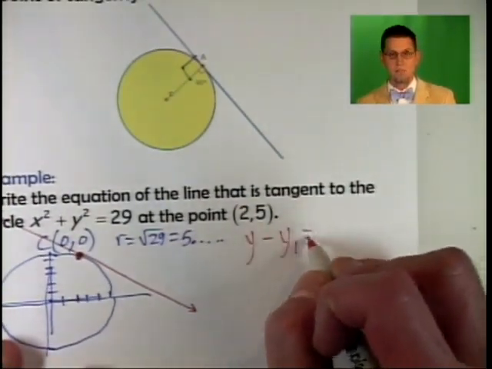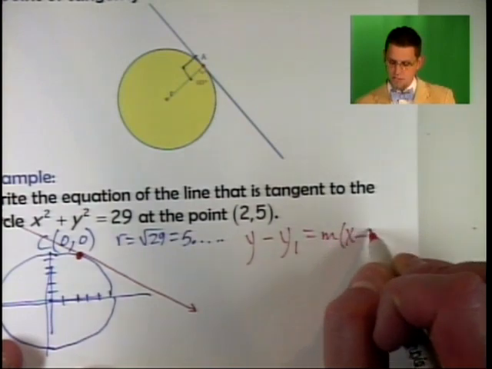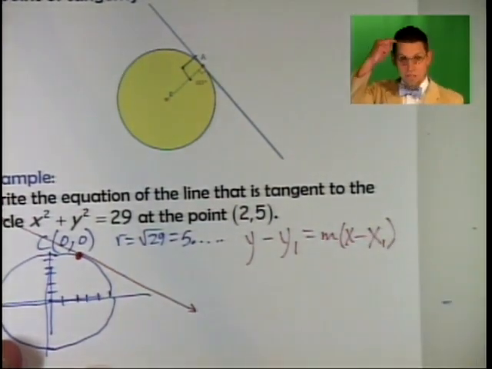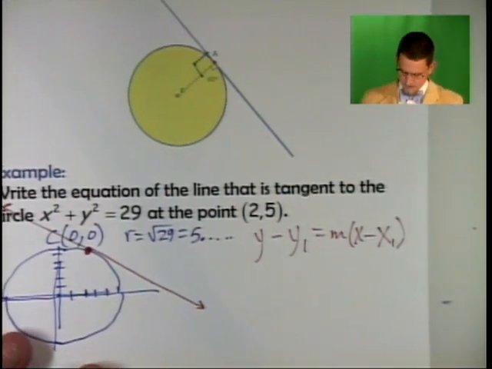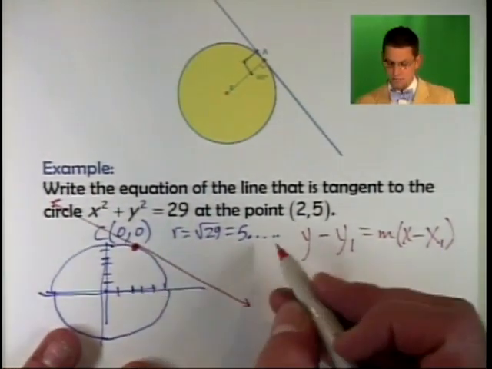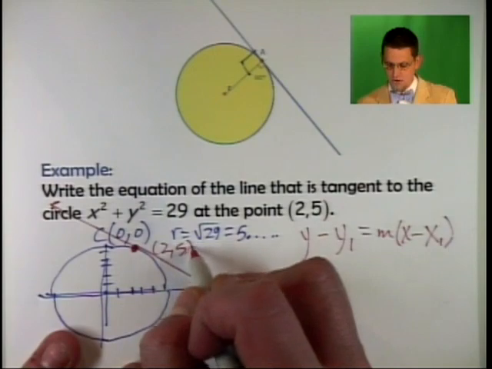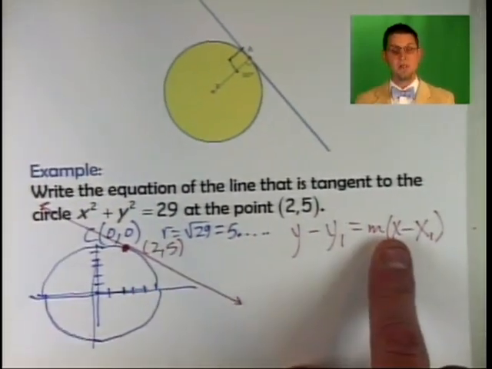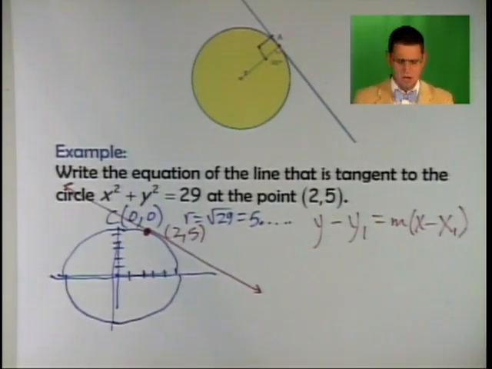y minus y sub 1 equals m times x minus x sub 1. Another thing you should have up here in your noggin. Well, we need the slope and a point. We have the point. The point of tangency is (2, 5). So we have our x sub 1, y sub 1. We just need the slope. How do we find the slope?